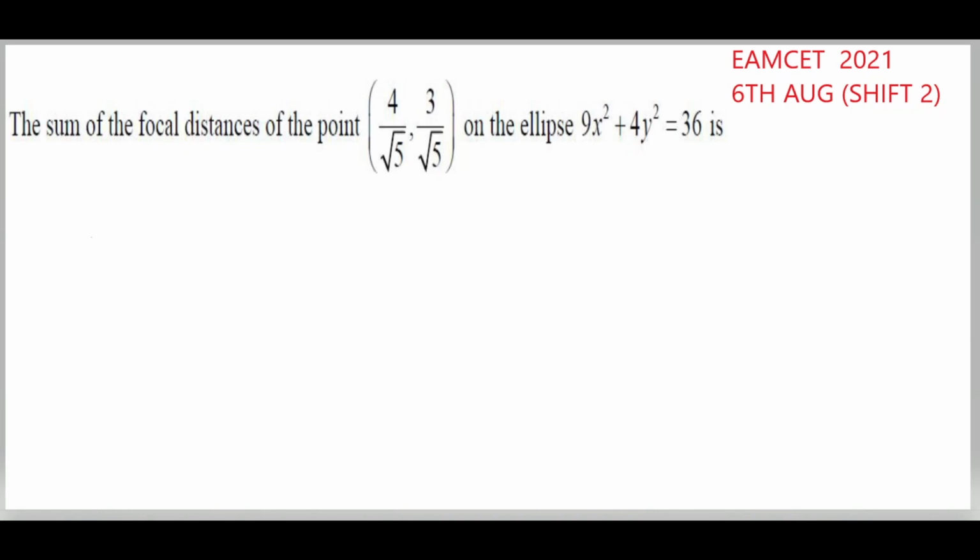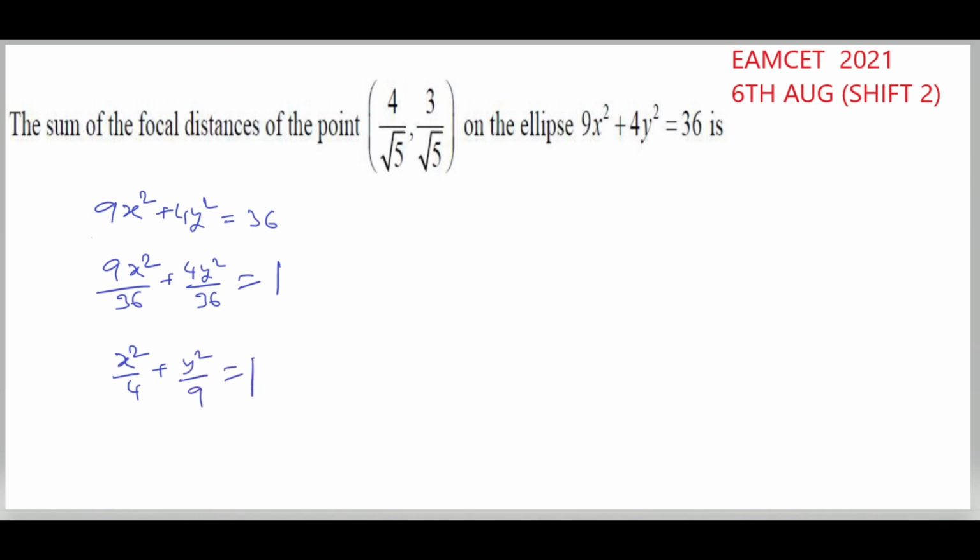The sum of the focal distances of the point (4/√5, 3/√5) on the ellipse 9x² + 4y² = 36 is. Here is the given ellipse, 9x² + 4y² = 36. That is 9x²/36 + 4y²/36 = 1. This is x²/4 + y²/9 = 1.